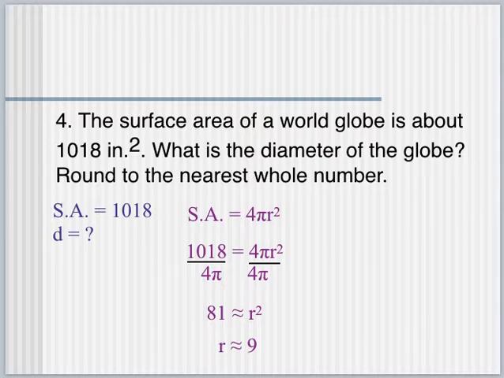Whenever I think I'm done with a word problem, I go back and read the question or my summary of the question again. Oh, they're not asking for radius, so I'm not done. They're asking for diameter. Radius is half of diameter, so I just take my radius and double it to get the diameter all the way across the circle. So the diameter is roughly 18 inches long.